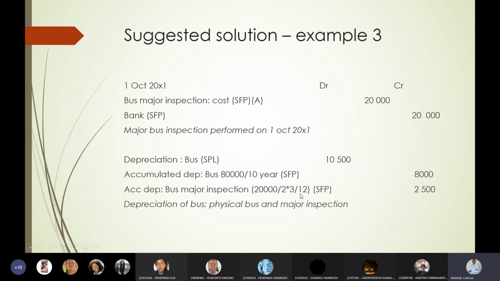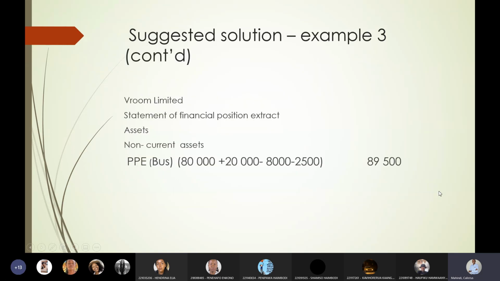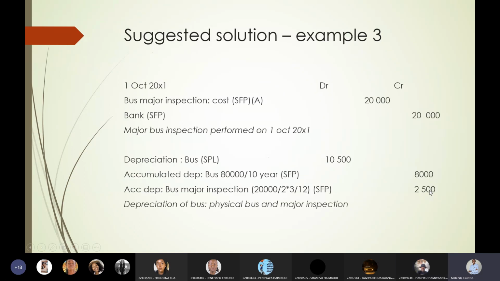So there was an answer of 10,000. That 10,000 would have just been the 20,000 divided by 2. That would have been the depreciation for the entire year. But since this inspection was only done in October, you have to apportion it for the number of months. So you'd say 10,000 times 3 over 12 gives you the 2,500. 2,500 plus 8,000 gives you an amount of 10,500. Are we together?